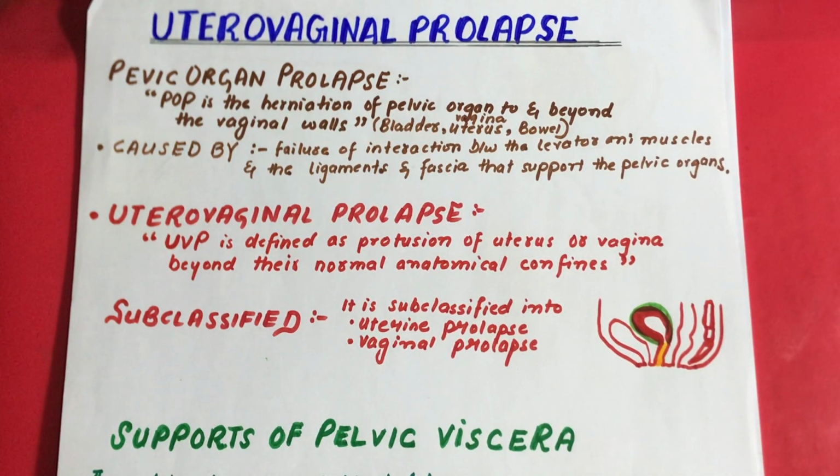This is your exam question: define uterovaginal prolapse. Uterovaginal prolapse is subclassified into uterine prolapse and vaginal prolapse. In the coming few minutes, I am going to tell you how to classify uterovaginal prolapse. In your exam, you don't have to write this classification. It is just a normal classification.